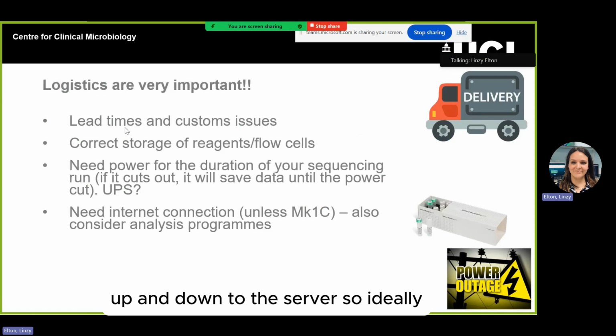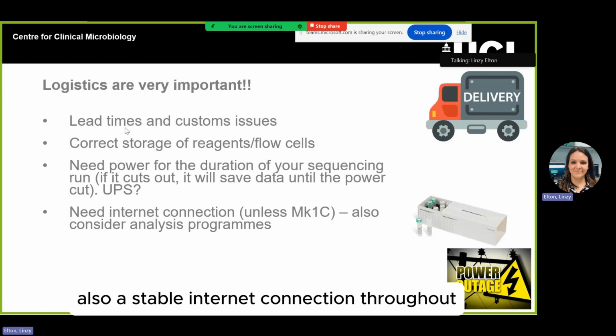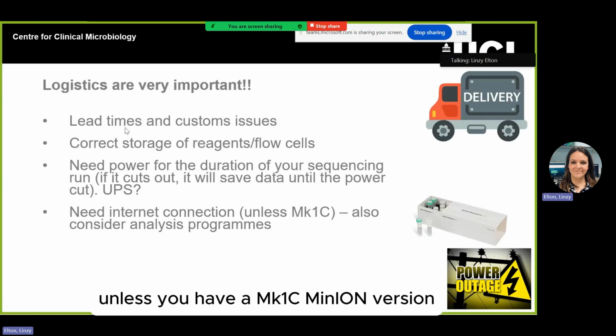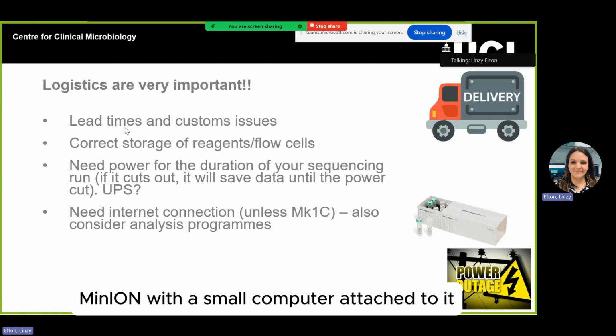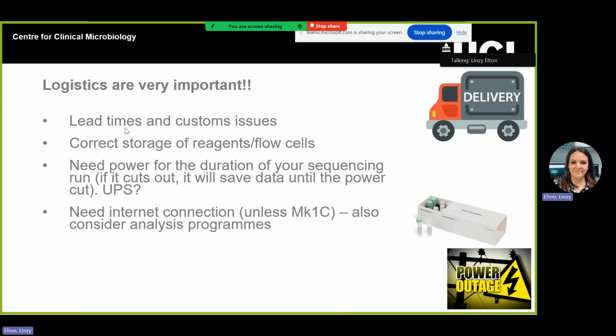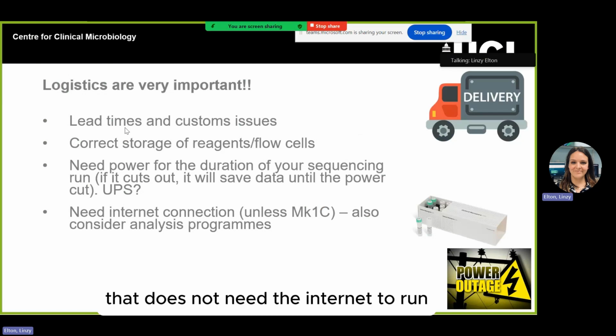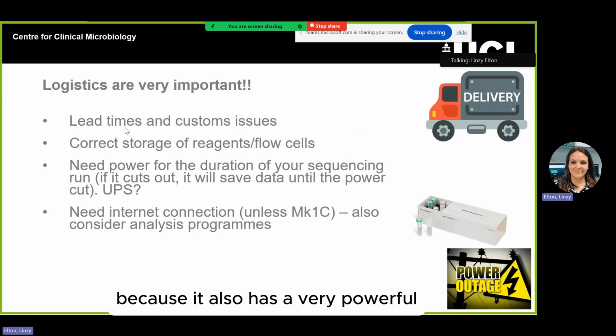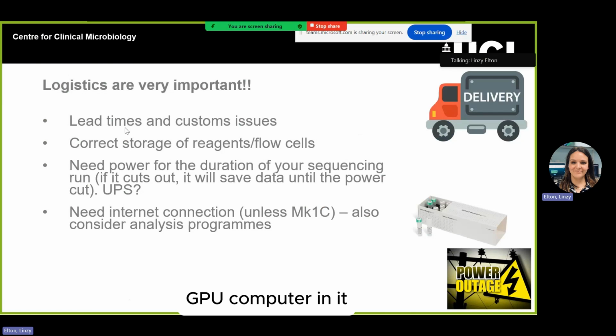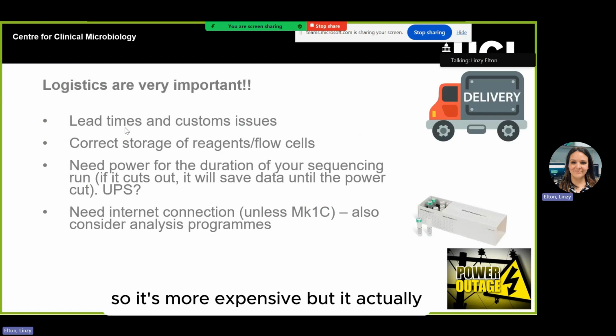So ideally, also a stable internet connection throughout, unless you have a Mark 1C version. So that's the MinION with a small computer kind of attached to it, a bit like a tablet. That does not need the internet to run. So if you do have very difficult internet, then it might be worth investing in a Mark 1C, because it also has a very powerful GPU sort of computer in it. So it's more expensive, but it probably is worth it if you are struggling with the internet.